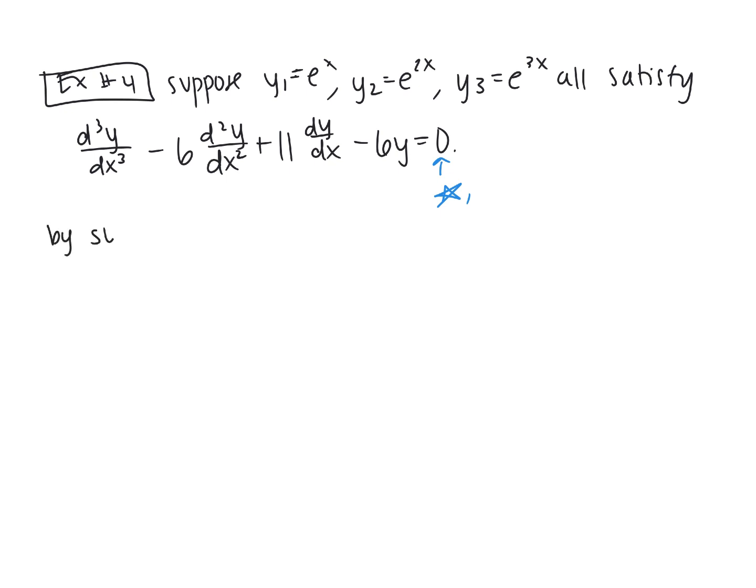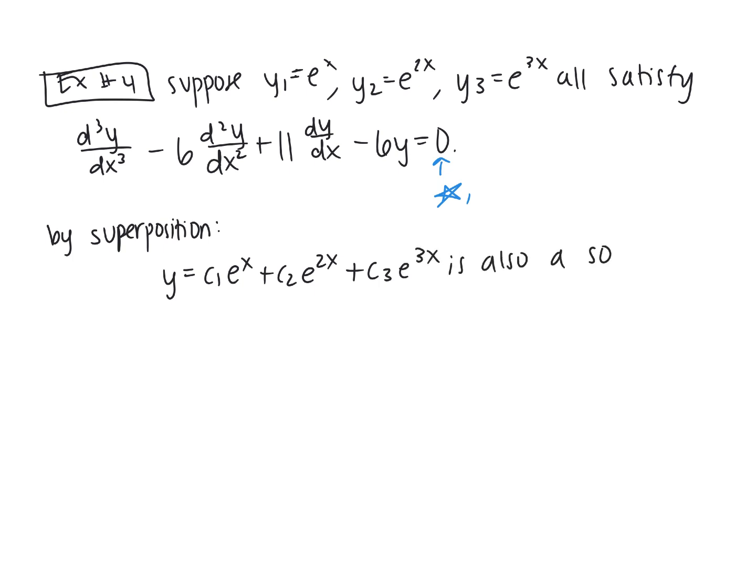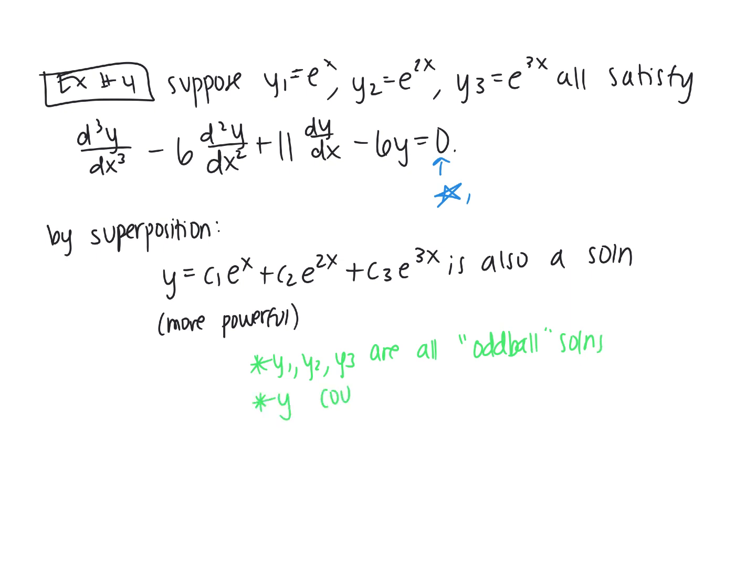So what this is telling us is by the superposition principle, y is equal to c1 e to the x, add c2 e to the 2x, add c3 e to the 3x is also a solution. Okay, you might be saying, so what? Why do I care? Well, this is incredibly more powerful than just listing 3 solutions. And here's why. The y1, y2, and y3 are all, this is not a math term, but it's my term, oddball solutions. They're just one-offs. But y could be the general solution. So this y could be the general solution, not necessarily, but it could be.